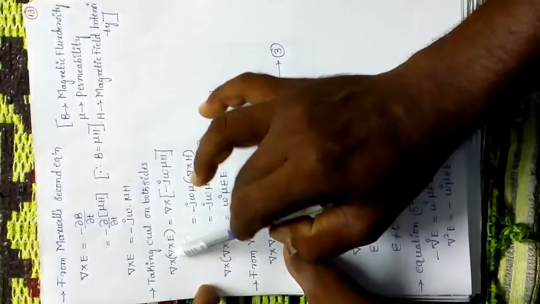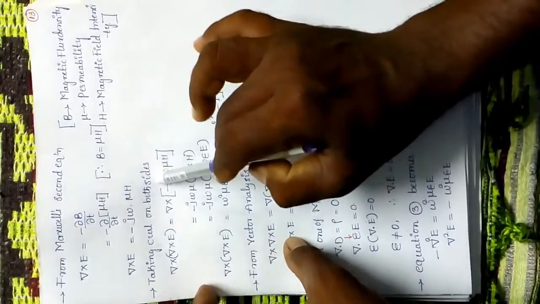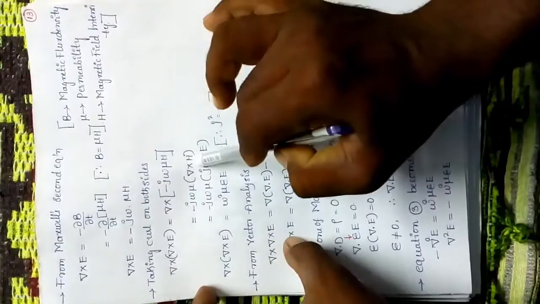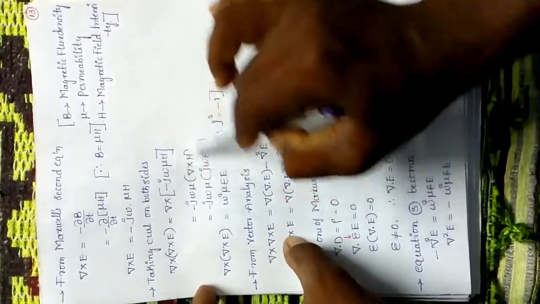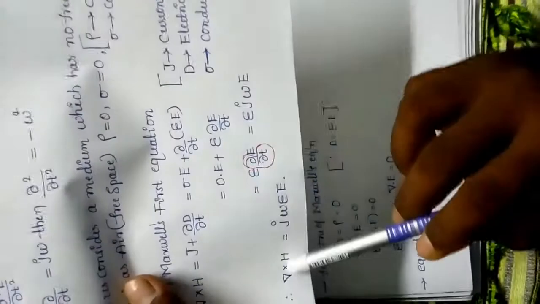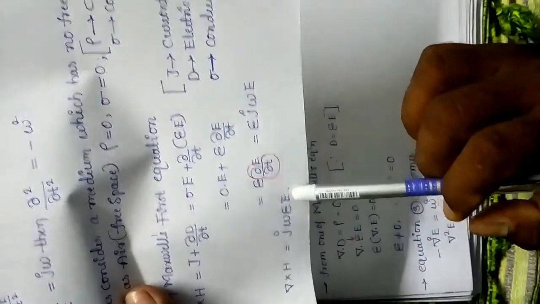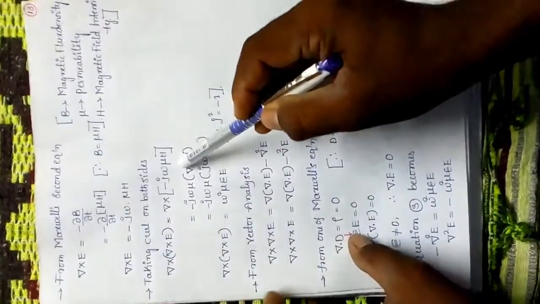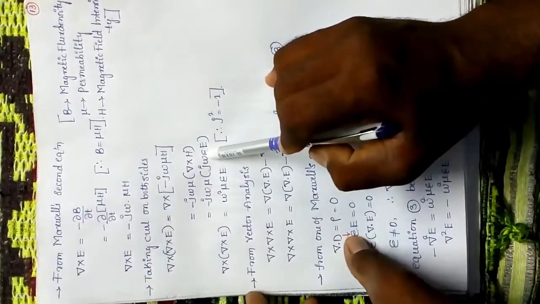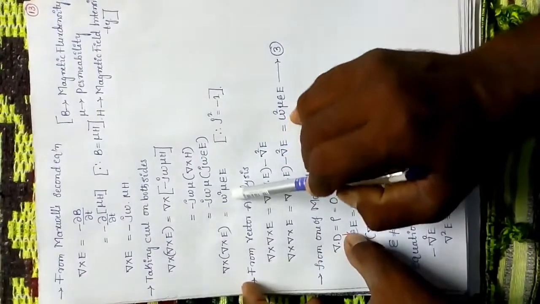So del cross E is equal to, in this j omega mu is the constant, so that's why I am taking it to the front side. What is remaining? Del cross H. We already found the value of del cross H. Del cross H is equal to j omega epsilon E. So what is the final expression for del cross del cross E? It is equal to omega square mu epsilon E.